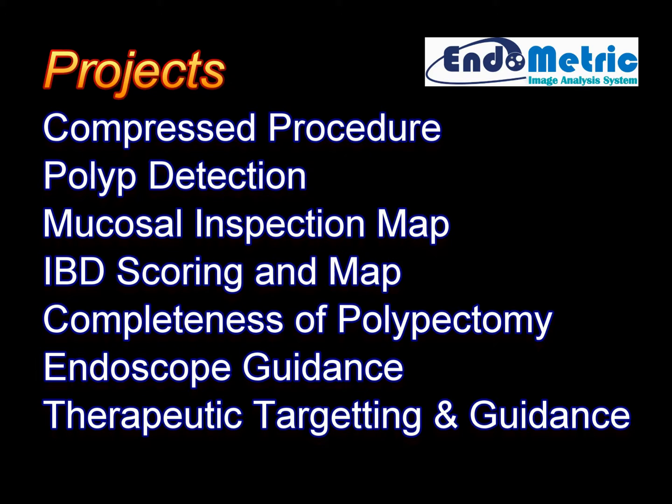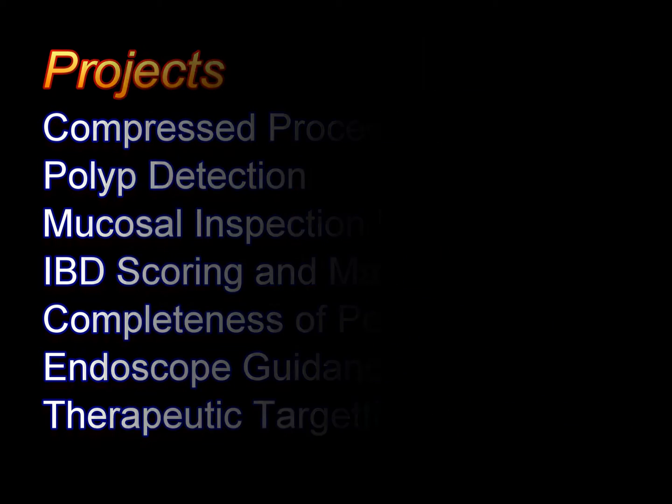A map of the mucosa inspected may help endoscopists go back to re-examine specific parts of the colon. Scoring of inflammatory bowel disease for degree of inflammation and location is being investigated. Completeness of polypectomy likely can be assessed using novel algorithms. And lastly, EndoMetric is already working on endoscope guidance, that is directing the endoscope to the cecum, and once that is achieved, therapeutic targeting and therapeutic guidance, that is support to remove lesions, will be pursued.